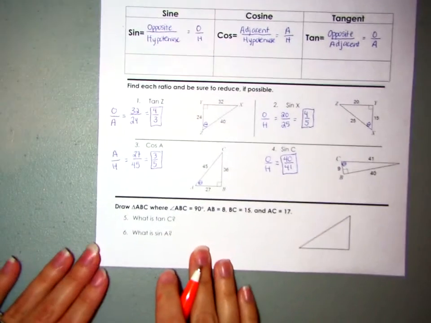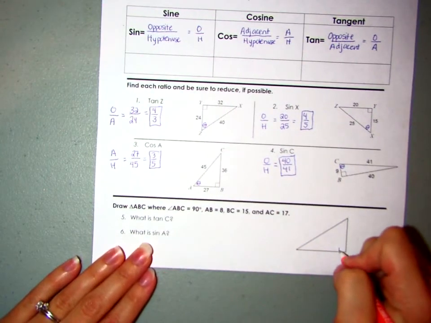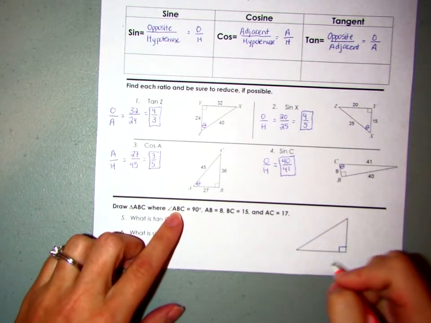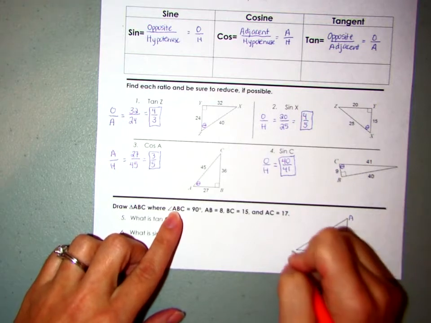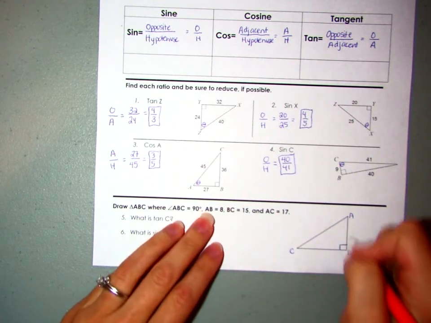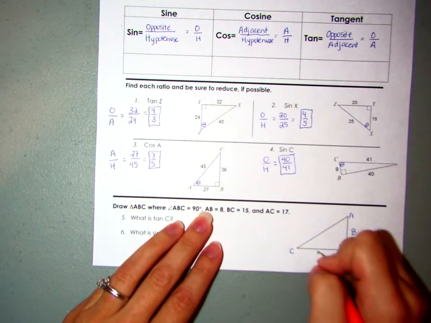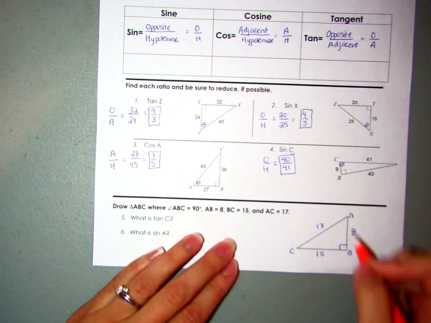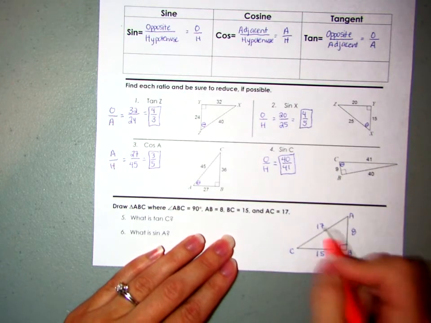So then we're given a question like numbers 5 and 6. We're going to go ahead and know that we've got our right angle here, and because B is in the middle, we'll put that there. So we can have A, B, C. AB is going to be 8. BC is going to be 15. And AC is 17. And check that: the shortest side should be the shortest unit, and the longest side, your hypotenuse, should be the longest unit.